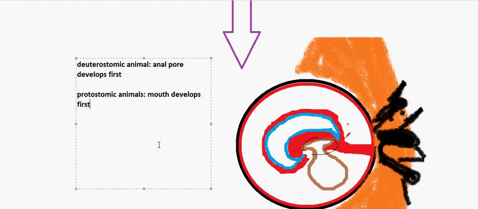Here we go. So you can see the name only suggests this thing. The terms are not very fancy over here. We have always seen that proto means early or before, and stoma means mouth. So protostomic means mouth develops first. And deuterostomic means, deutero means after, and stoma means mouth, as we see. So mouth develops after, that means the anal pore develops first.